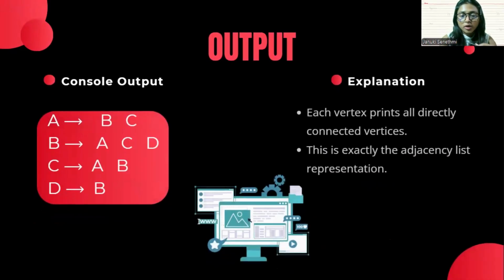After running the program, we get the following output. A points to B and C, B points to A, C, and D, C points to A and B, D points to B. Notice how the output exactly matches the adjacency list representation we created earlier. This confirms that our graph has been stored correctly.